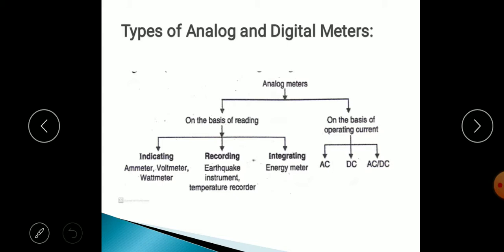On the basis of operating current, it is further divided into three submeters, which are AC, DC, and AC or DC meters.